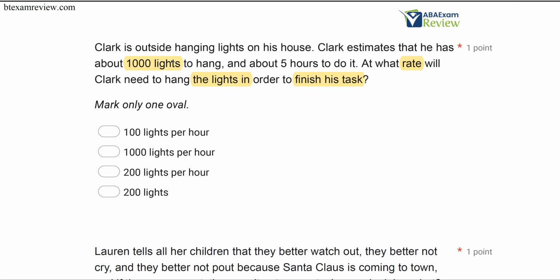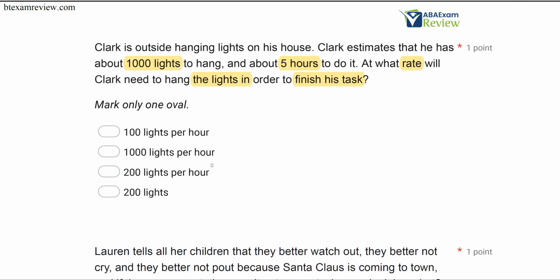Clark has 1,000 lights. That's our count. Now we need our time. What is our time? Well, our time is 5 hours. And so in order to find rate, we need to put 1,000 over 5 and divide. So what do we get? 100 lights per hour. If Clark hangs 100 lights per hour, that's only going to be 500 lights in 5 hours. He has 1,000 lights.